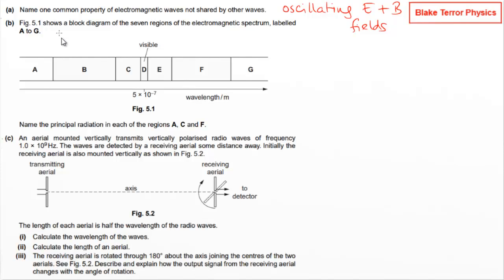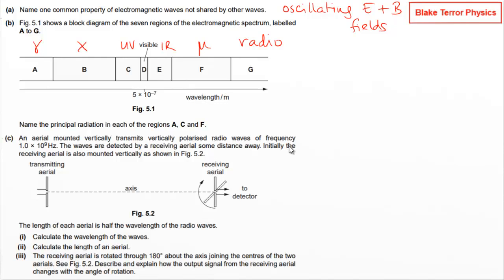Right, now we've got a block diagram of the 7 regions of the EM spectrum labelled A to G. Are we going to have to say what all these are? Oh no, we just have to say A, C and F. Right, so, well, let's put them all in anyway. We've got gamma, X-ray, UV, infrared, microwave, radio. That's what we're going for here, increasing wavelength. So, yeah, pretty easy one there for some quick marks.